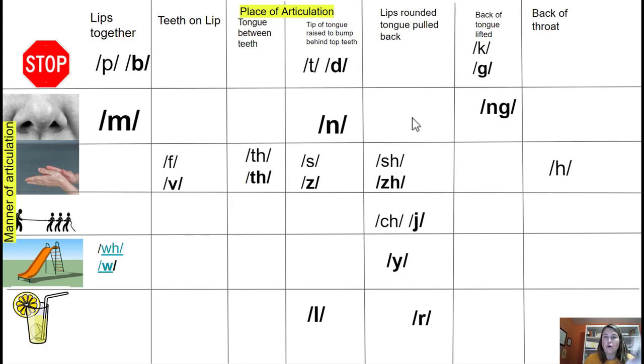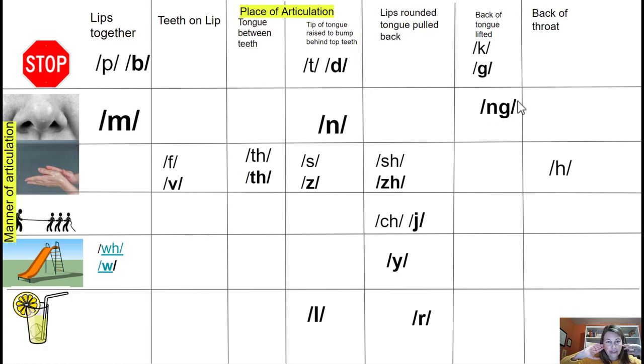Lips rounded and tongue pulled back, so we're getting a lot of this look going on. The back of your tongue is lifted. So all of these sounds, you can feel it in the back. Now let's talk about this sound.